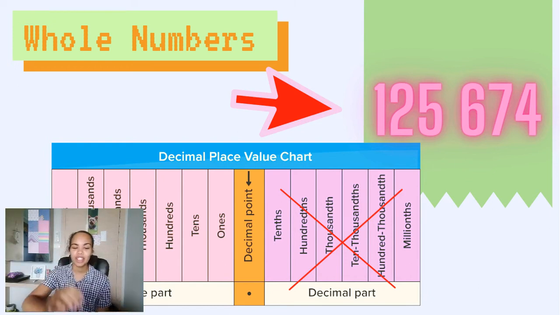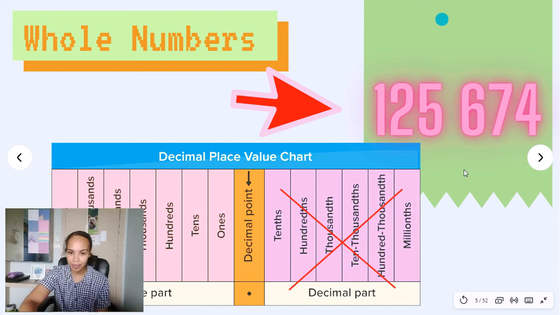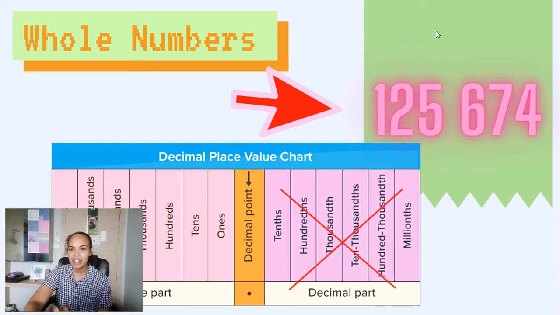Okay, here we go. I've got a number over here in pink, as you can see. I want everybody to look at the number and see if you can say it in English. If you can't, we'll get to it. I'll tell you. It's 125,674.